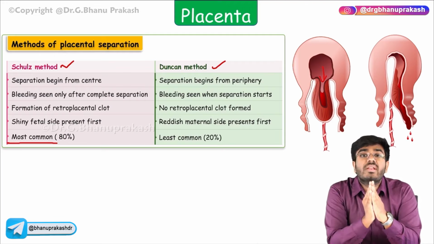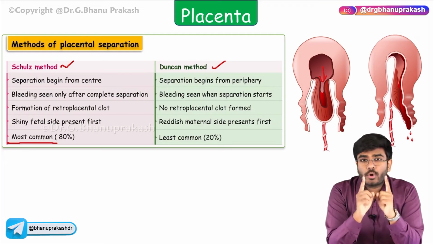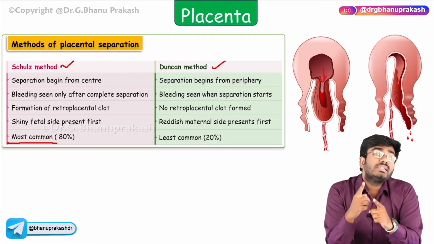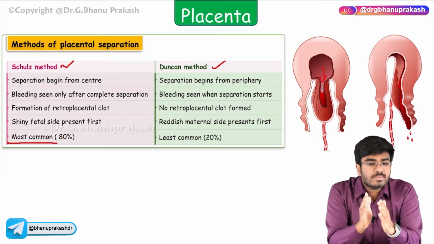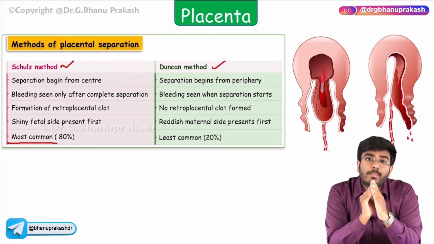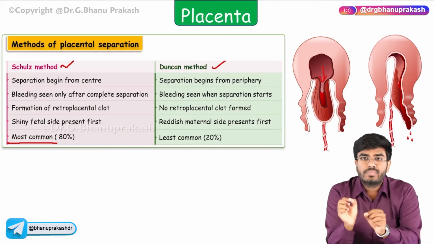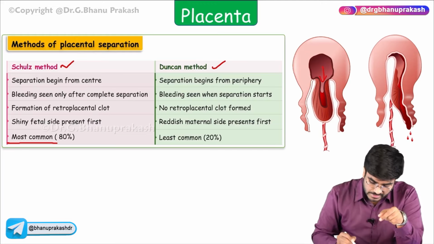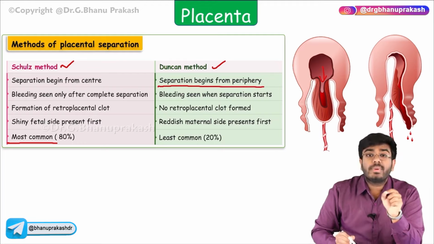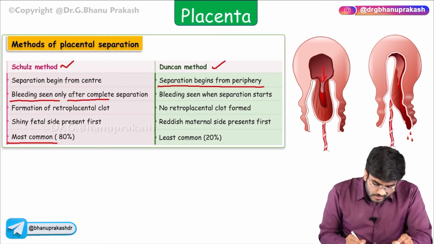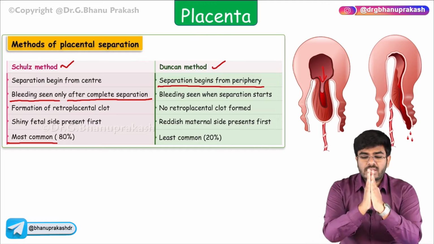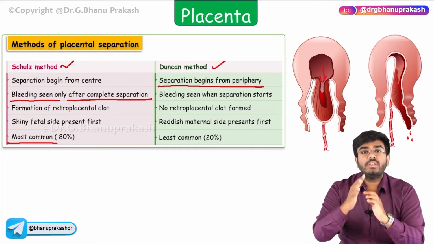So, there will be formation of a retroplacental clot. Important point, retroplacental clot is seen with which type of placental separation? Schultze's method. In Schultze's method, separation of placenta is happening from the center. But in Duncan's method, please concentrate, separation begins from a periphery. Now, bleeding is seen only after completion of the separation. Once only after complete separation, you can see the bleeding.